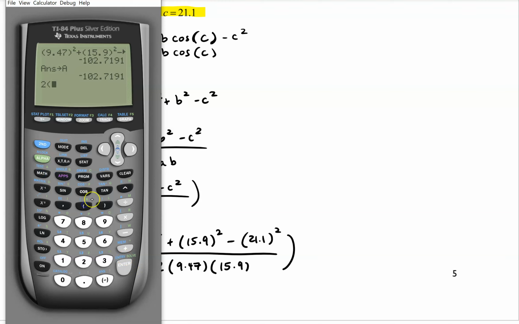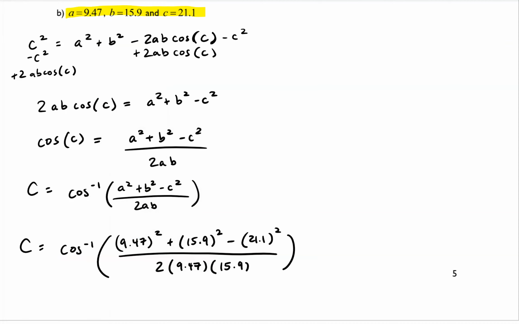So 2 times 9.47 times 15.9. I'm going to store that as capital B. Okay, and so now we are doing cosine inverse of A divided by B. Awesome. Okay, that gives me the number that I want. So 109.9.